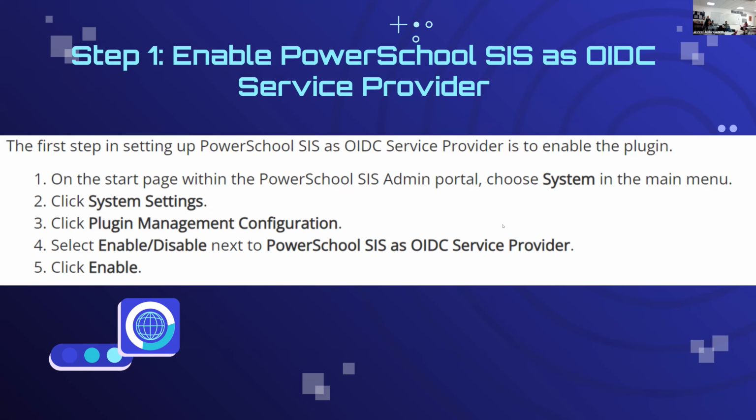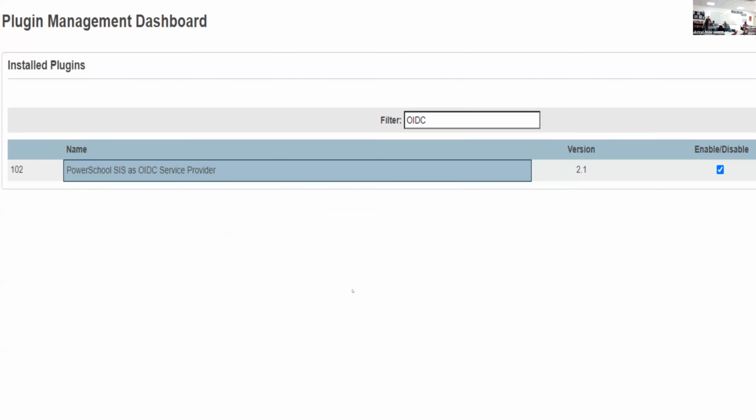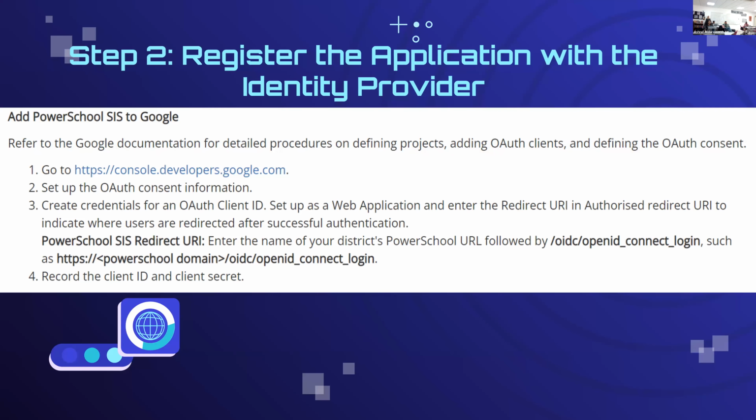Here you need to go to your PowerSchool admin panel, go to System Settings, Plugin Management Configuration, and there you need to enable PowerSchool SIS as ID service provider. This is the built-in one. Make it enabled. It looks like this. Now it's enabled. And the second important thing, when you have Google Workspace, you need to go to console.cloud.google.com. They call it the GCP console, Google Cloud Platform Console.